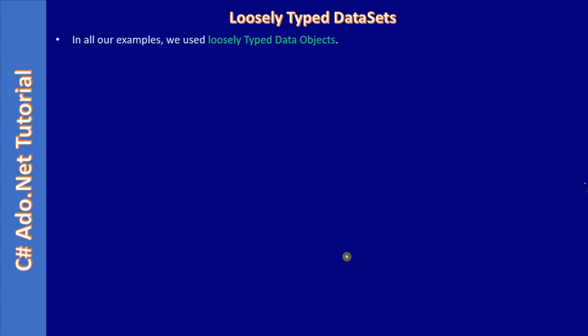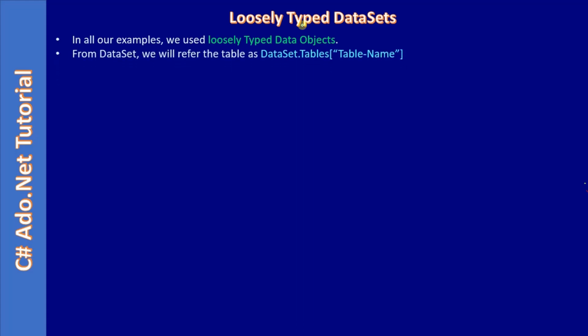In all our examples, we used loosely typed data objects. That means in this course, we used the loosely typed data object, and in this sub-series, we are introducing the typed data objects. So usually typed datasets are tightly coupled. Loosely typed datasets are the ones which we used in all our previous videos.